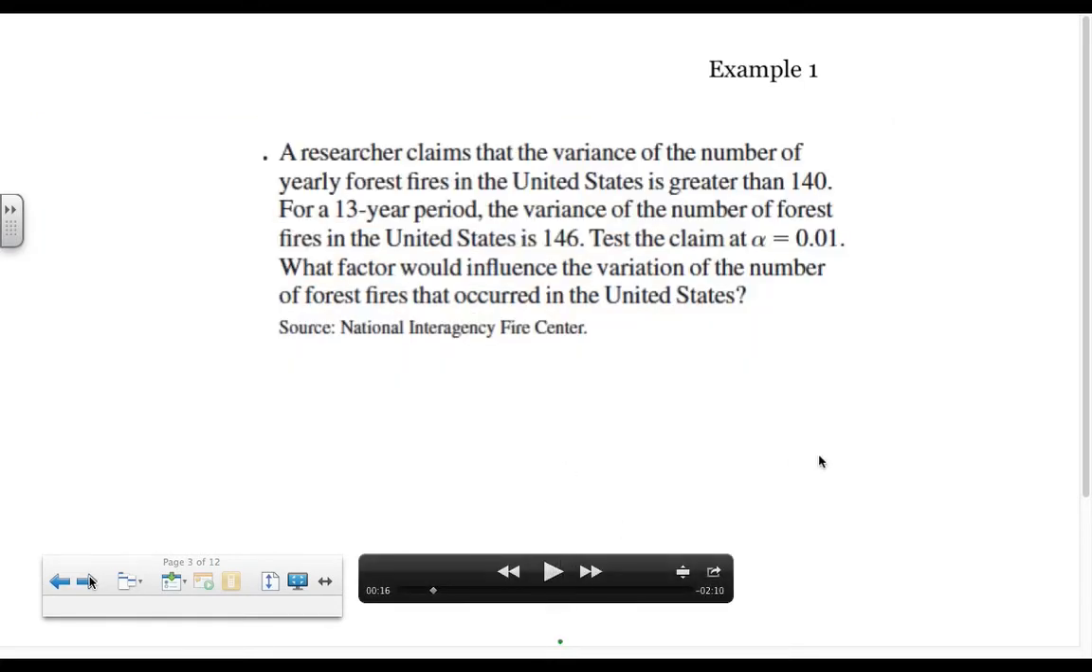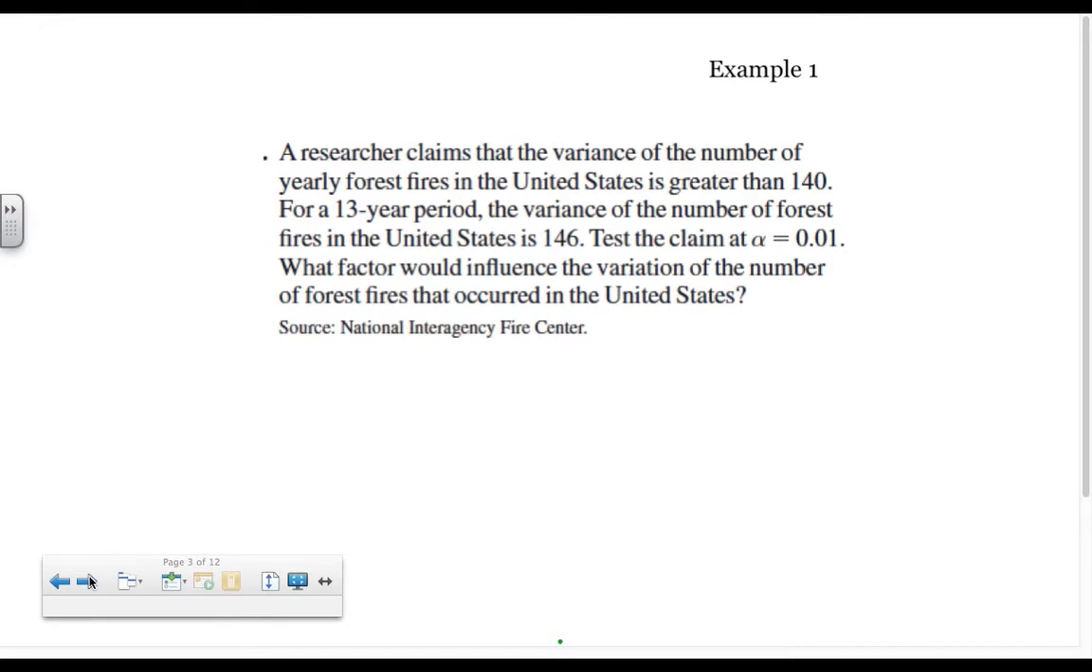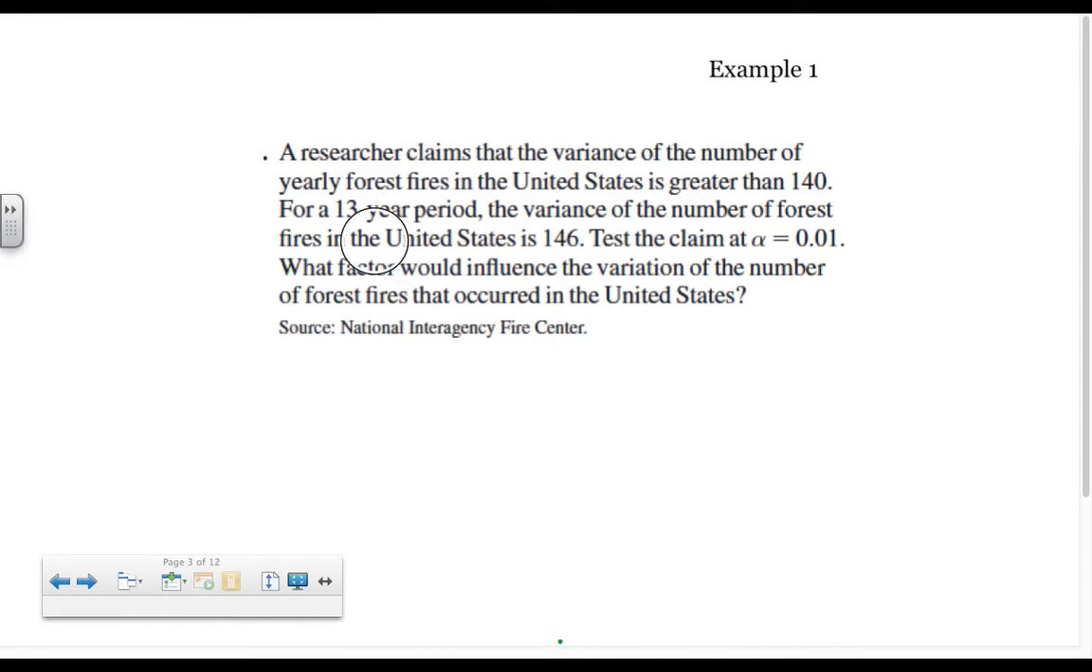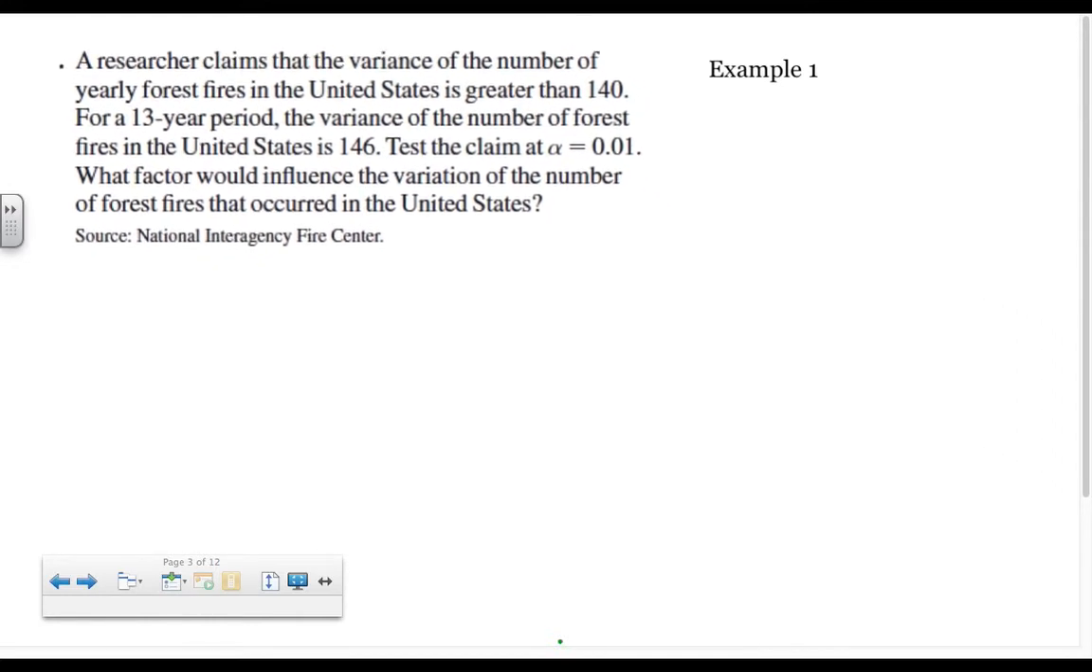So here's an example. It says a researcher claims the variance in the number of forest fires in the United States is greater than 140 for a 13-year period. The variance of the number of forest fires in the United States is 146. Test the claim at alpha equals 0.01. Okay, what factor would influence the variation of the number of forest fires?